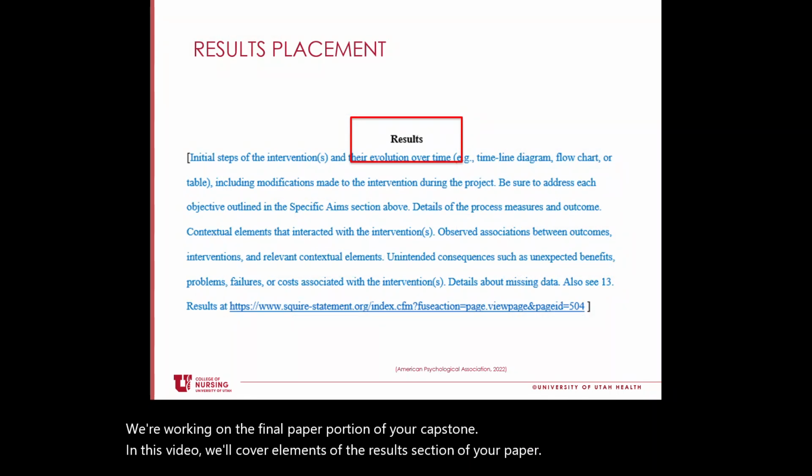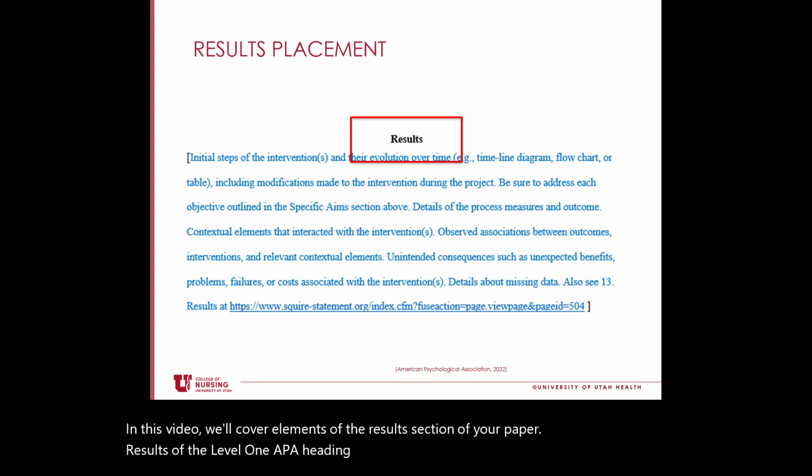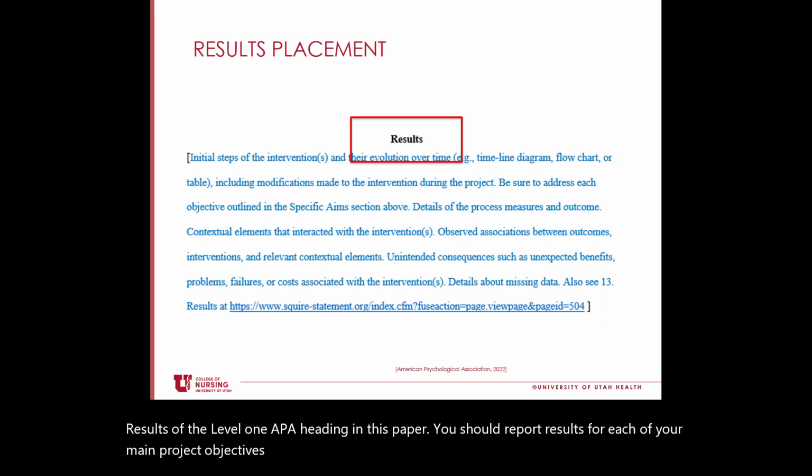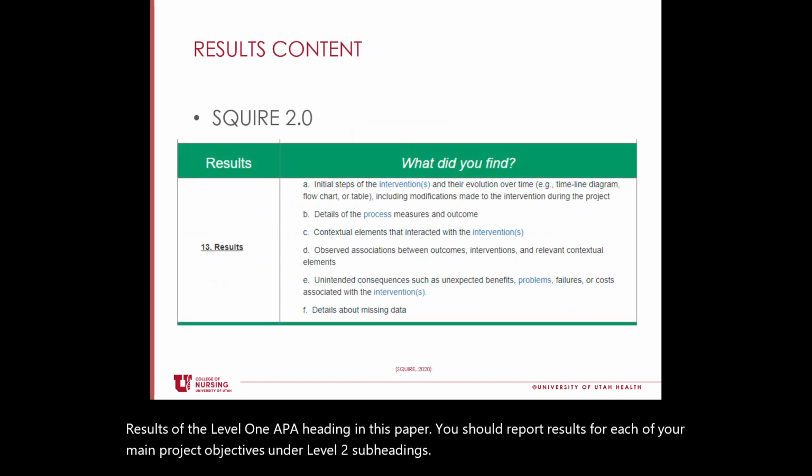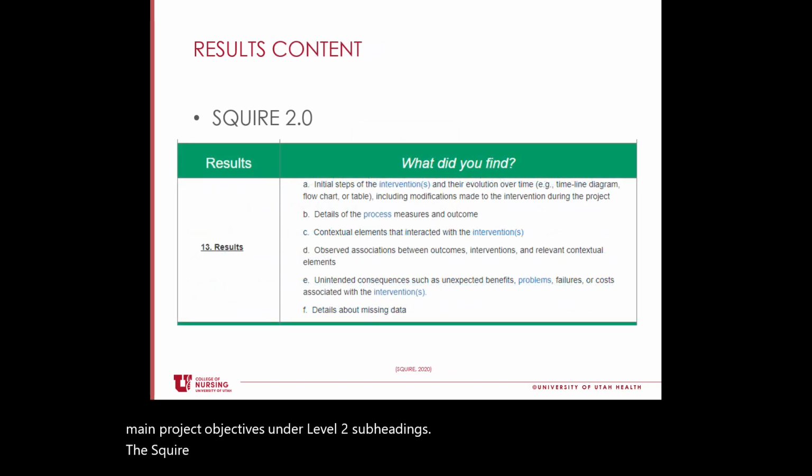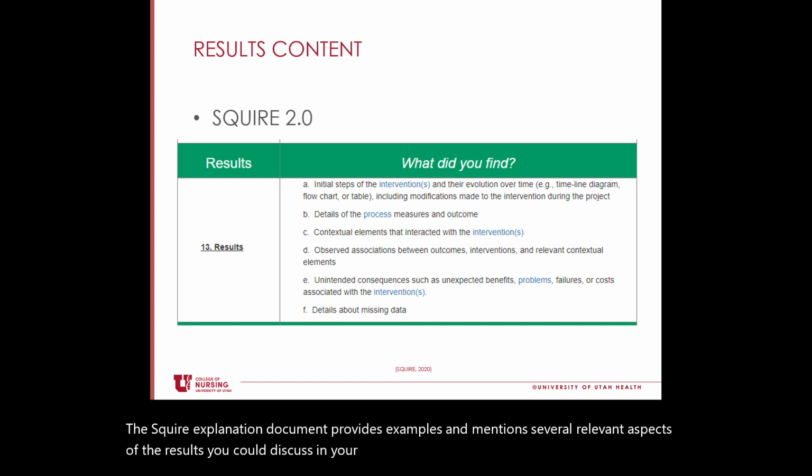Results is a Level 1 APA heading in this paper. You should report results for each of your main project objectives under Level 2 subheadings. The Squire explanation document provides examples and mentions several relevant aspects of the results you could discuss in your paper.